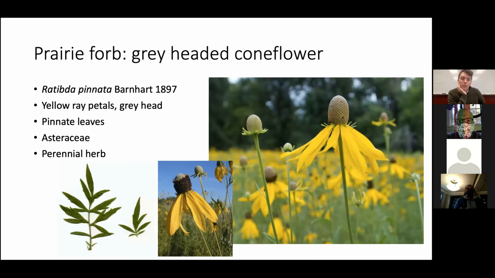Now, a forb is basically any plant that's an herb and not a grass. So it can't be a shrub, it can't be a tree, and it can't be a grass. But it's a broad-leafed, usually flowering plant. We call that a forb. And you guys have been dealing with a forb in lab all semester. Solidago is the genus for goldenrod. This is a different genus, Ratibida, in the same family. It's also in the Asteraceae. So it has that sort of sunflower look to it.